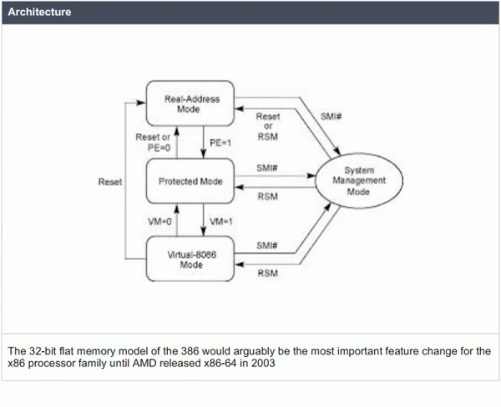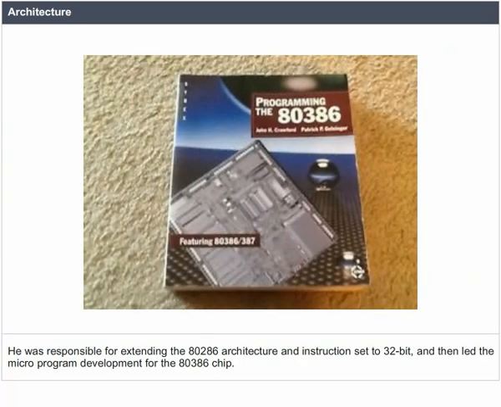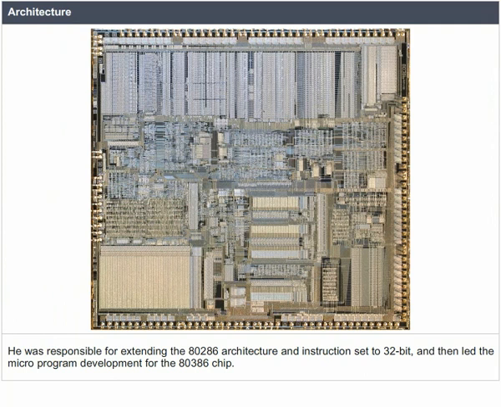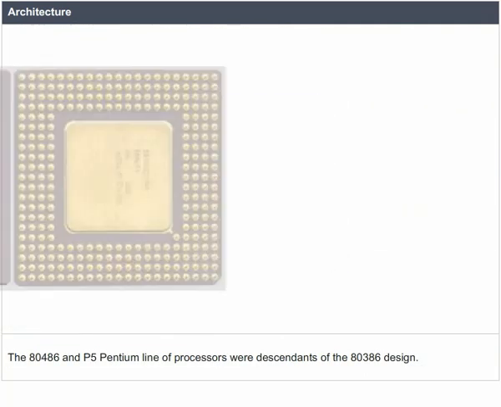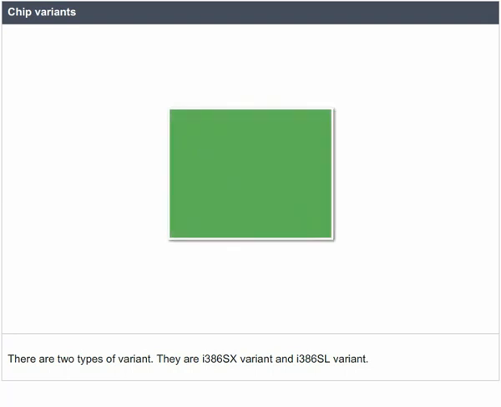x86-64 in 2003. Chief architect in the development of the 80386 was John H. Crawford. He was responsible for extending the 80286 architecture and instruction set to 32-bit and then led the microprogram development for the 80386 chip. The 80486 and P5 Pentium line of processors were descendants of the 80386 design. Chip variants. There are 2 types of variants. They are the i386SX variant and the i386SL variant.